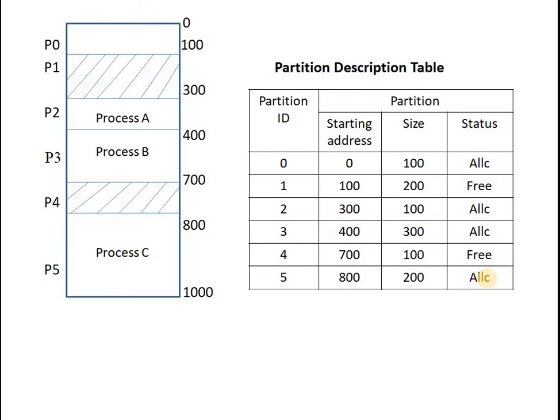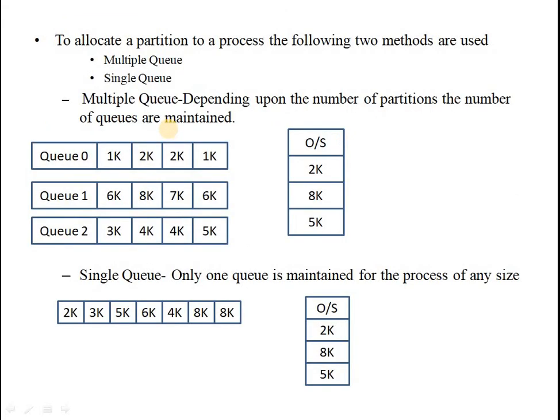To allocate a partition to a process, there are two methods. How to allocate the partitions? These processes are allocated a section, a part of memory. There are two methods for how to allocate the partitions: multiple queue and single queue. First, the multiple queue.